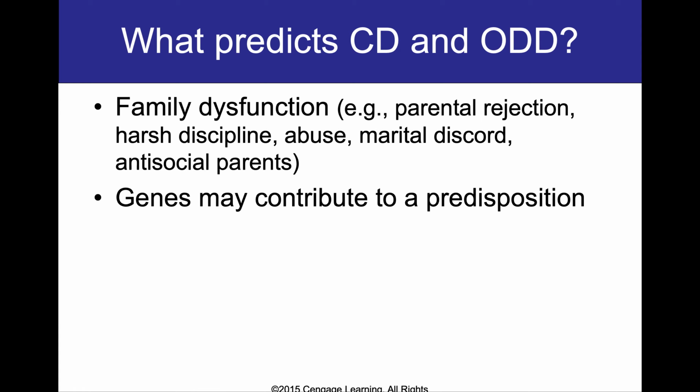What predicts that a child is going to have a CD or an ODD diagnosis? Family dysfunction, parental rejection, if the parents frequently give extremely harsh discipline, if a parent is abusive, if there is marital discord in the home, or if the parents themselves suffer from antisocial behaviors. And also their genes. Genetics can contribute to this predisposition, so it could be in their genetic makeup.